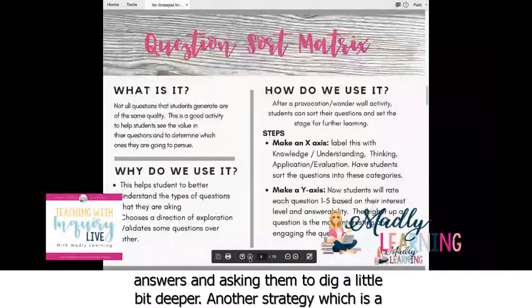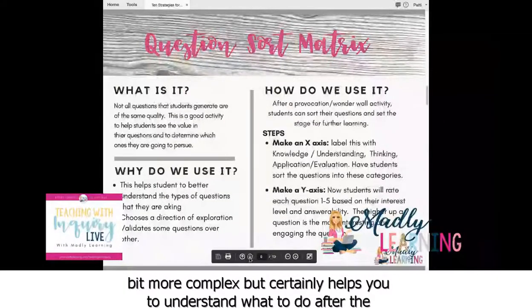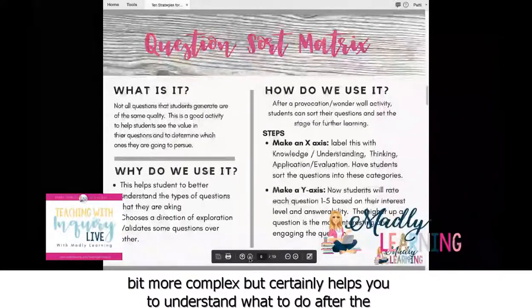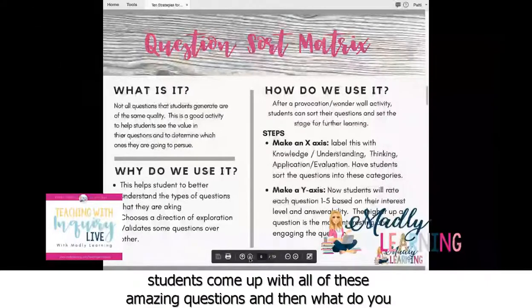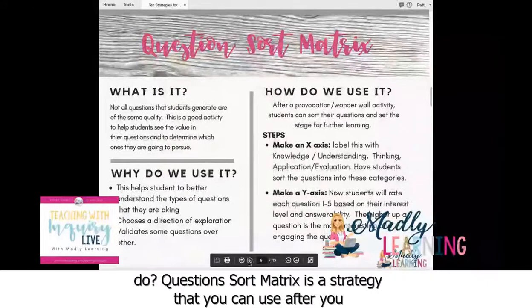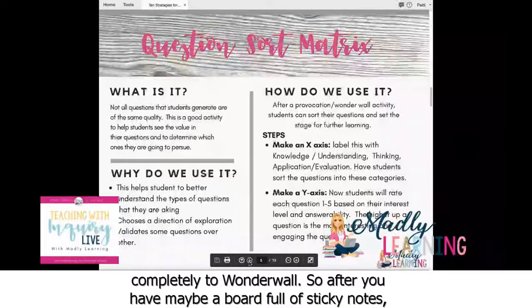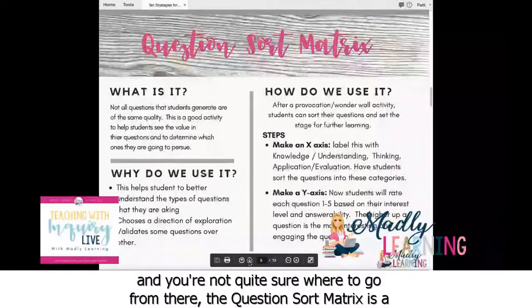Another strategy, which is a bit more complex, but certainly helps you to understand what to do after the Wonderwall activity. So you have a Wonderwall activity and you have these students come up with all of these amazing questions, and then what do you do? Question sort matrix is a strategy that you can use after you've completed a Wonderwall. So after you have maybe a board full of sticky notes and you're not quite sure where to go from there, the question sort matrix is a good one.